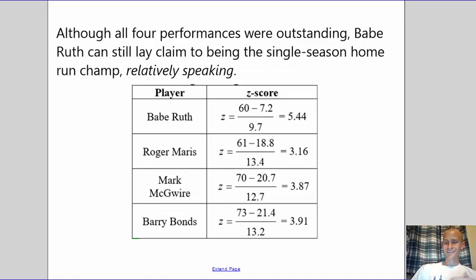From all of those, Babe Ruth had the highest z-score of 5.44. That's a huge z-score. Obviously, all of these are pretty big. Seeing a z-score around 4 or even around 3 is very big. These guys all had fantastic seasons, much better than everyone else in the league. But comparatively speaking, Babe Ruth did amazing. That 5.44 is a very substantial z-score. So he is still a home run champion. We're talking relative to the rest of his division.